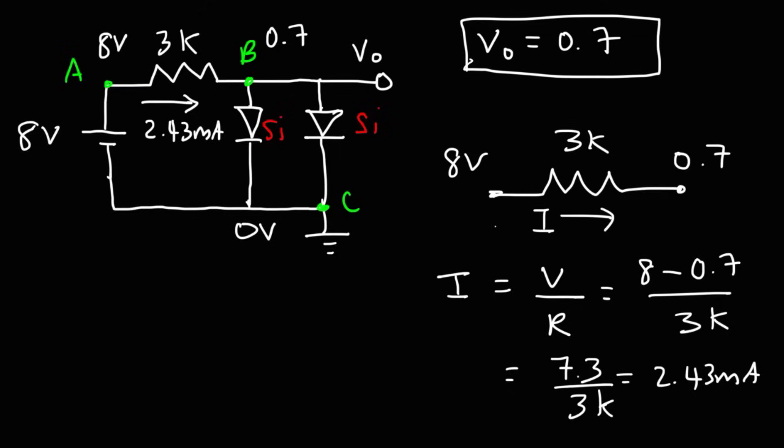Now that current is going to be split into the two diodes. So 2.43 divided by 2, assuming that both diodes are the same. If they're identical, the current will be 1.215 in both diodes.